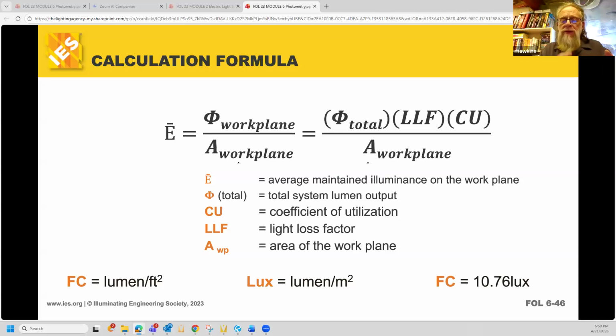You apply a light loss factor, and then this CU table I talked about: how does the fixture emit light, and how does that interact with different geometries of the space? Now you've got a count of lumens, you divide it by the area, voila, you have your average. Again, we're using computer programs to do a lot of this now, but this is how it comes together. And some of these parts need to be part of your computer program input, especially that light loss factor. Okay.